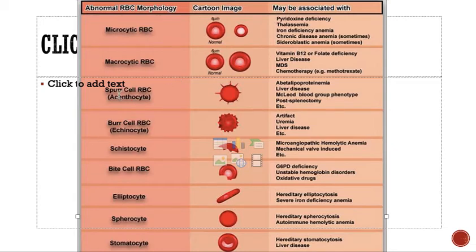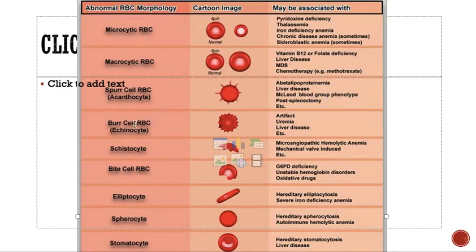Then you can see spur cells. You will find the spurs over that. They are also called acanthocytes, right? When spur cells or acanthocytes are present, these are spiky or spiky-appearing cells. They are present in abetalipoproteinemia, as well as liver disease, and can be present in McLeod blood group phenotype. Okay, leave this thing. Post-splenectomy, they can be present.